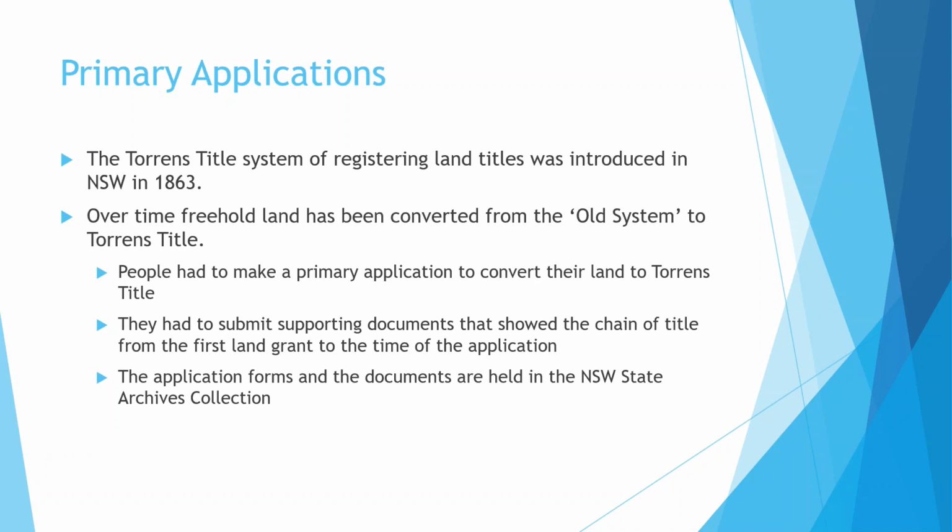They had to submit supporting documents that showed the chain of title from the first land grant right to the time of application, and they had to fill out a form. So we have the form and we have the documents, and the documents are held in envelopes called primary application packets. So they can be quite amazing because they'll show you wills, and very occasionally you might get that first land grant document showing who it was and then who's had that land after that first grantee.